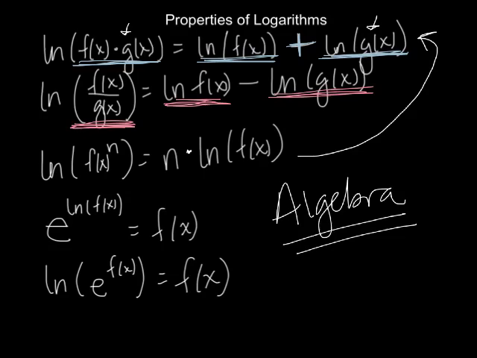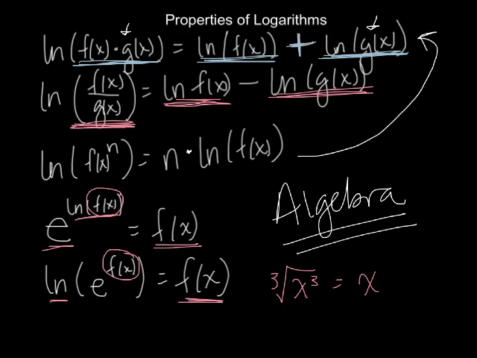Okay, and then the last two are the inverse relationships between the natural log function and the natural exponential function. So they are inverses of each other in the same way that the cube root of x and x cubed are inverses. Natural exponential and natural log are inverses of each other. So whatever we're taking the natural log of and then the exponential of, we get out what we started with. Same thing here. If we do the exponential function, then we take the log, we get what we started with.